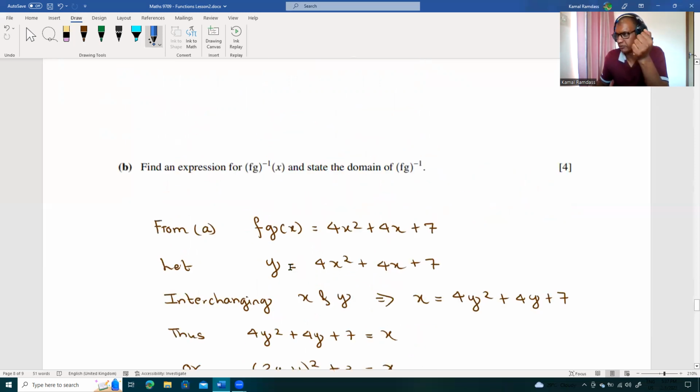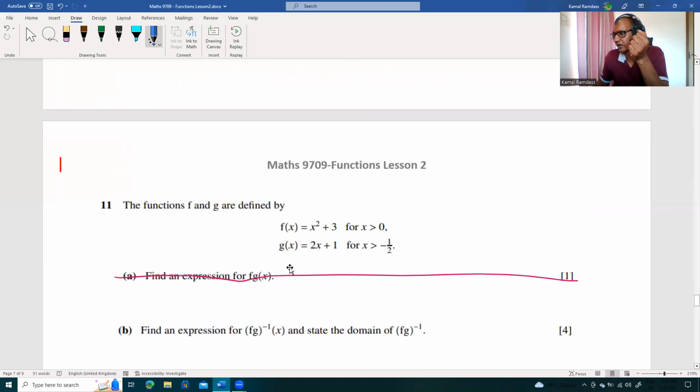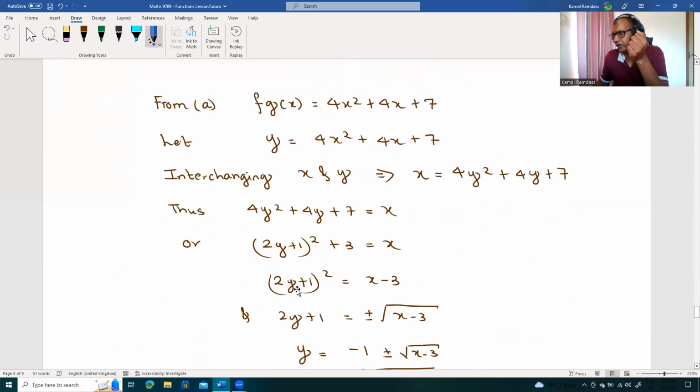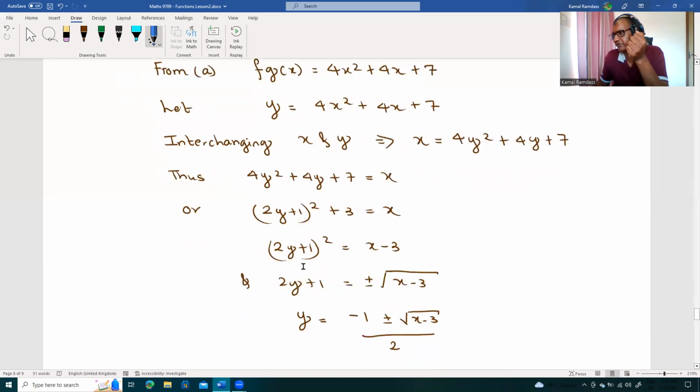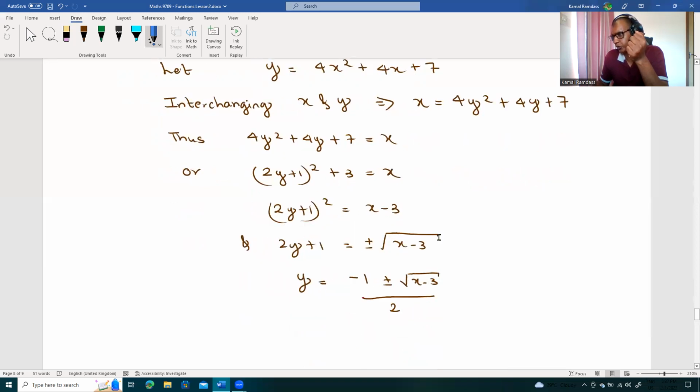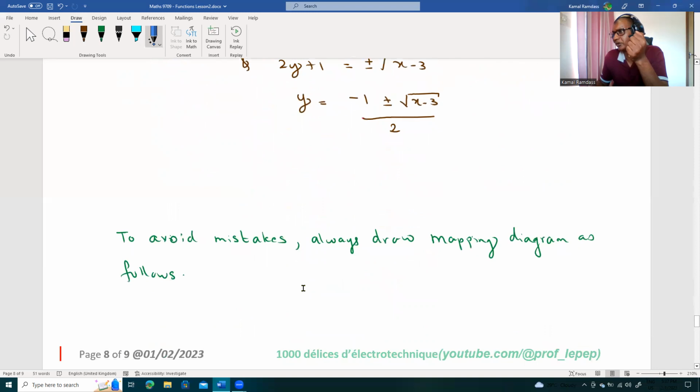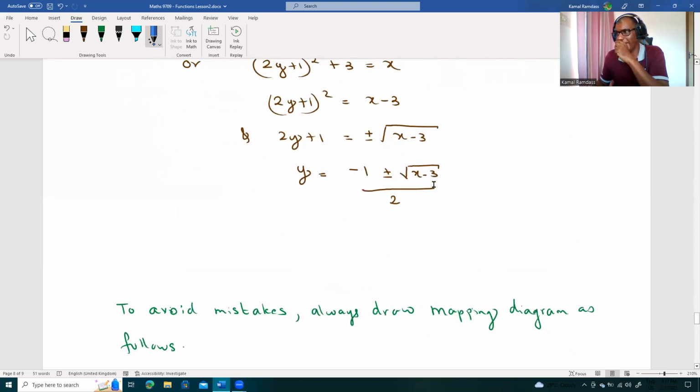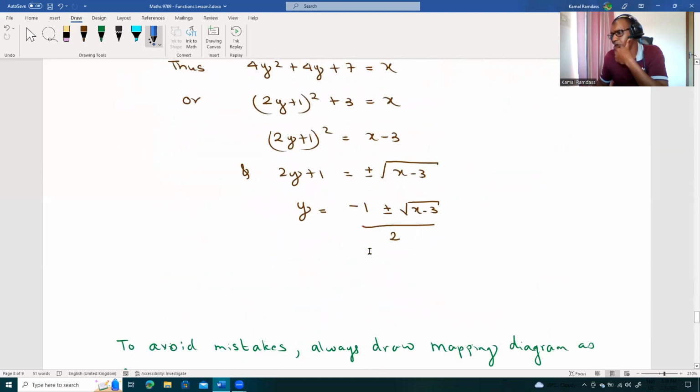Looking at the question, find an expression for f. It is already 2x plus 1 to the square plus 3. OK? Here you have 2y plus 1 to the square plus 3. And here you have 2y plus 1 to the square is equal to x minus 3. 2y plus 1 is equal to plus or minus root of x minus 3. Y is equal to minus 1 plus or minus root of x minus 3 divided by 2. And here you find that there is a plus or minus, etc.